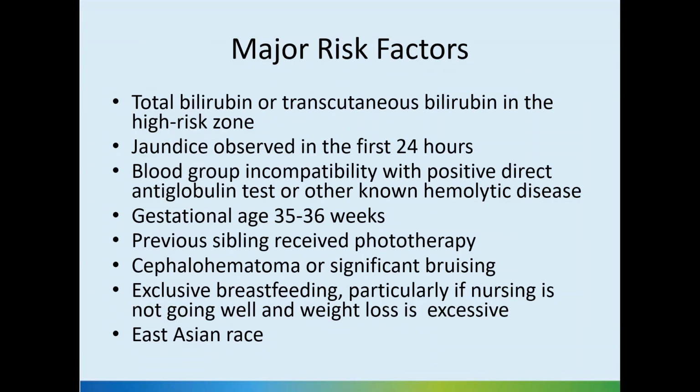So the major risk factors are total bilirubin or transcutaneous bilirubin in the high risk zone, and jaundice within the first 24 hours, because mostly it's a pathologic cause of jaundice. However, with delayed cord clamping these days, some jaundice may be seen in the first 24 hours. You don't need to act differently if the trend of increase is not too bad. Other factors are blood group incompatibility with positive direct antiglobulin test or other known hemolytic disease, gestational age of 35 to 36 weeks, previous sibling receiving phototherapy, cephalohematoma or significant bruising, and exclusive breastfeeding, particularly if nursing is not going well and the weight loss is excessive. This is more important in primigravida mothers. And East Asian race has been shown to have a higher risk of jaundice, possibly due to liver maturity factors.